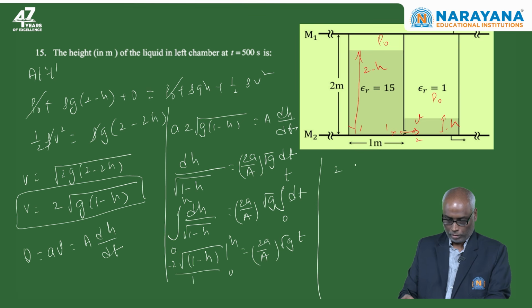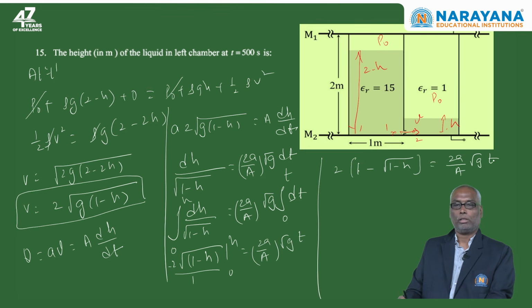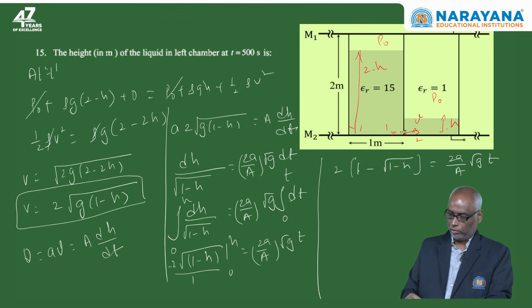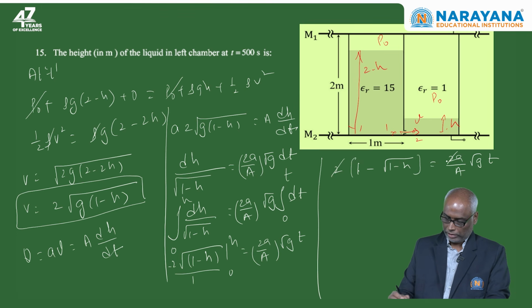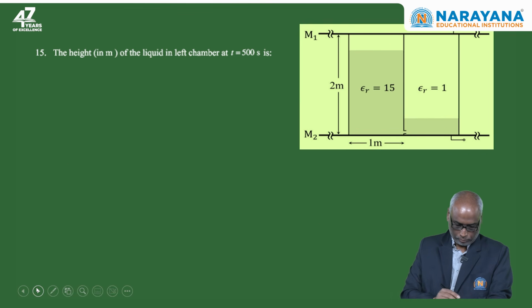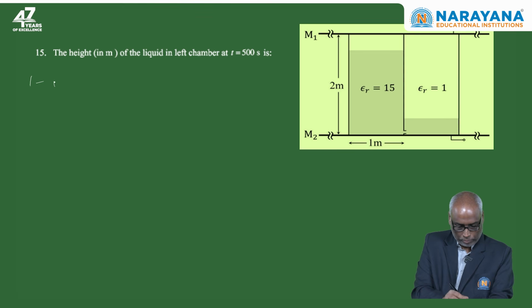2 into (1 minus root of (1 minus h)) is equal to 2a divided by capital A into root g into t. Now, the time is given, which is equal to 500 seconds. At that point, you are asked to find the height. So, I will cancel the 2 and 2. Substituting the values, 1 minus root of (1 minus h) is equal to small a by capital A into root g into t.